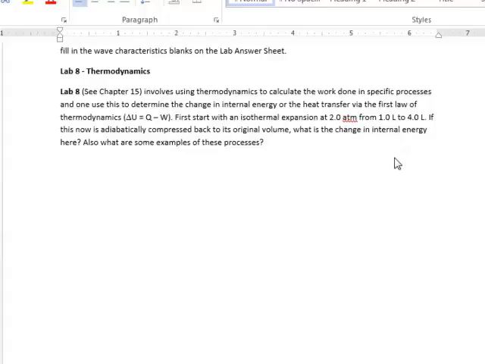So one of the things you want to ask yourself at this point is what does the term isothermal mean? Remember, there's been a few different processes we've come across: isothermal, adiabatic, isovolumetric, and isobaric. This is the one, isothermal, that means there's no change in internal temperature, thus there is no change in internal energy. So we're going to see that the delta U here equals 0, so Q equals W.